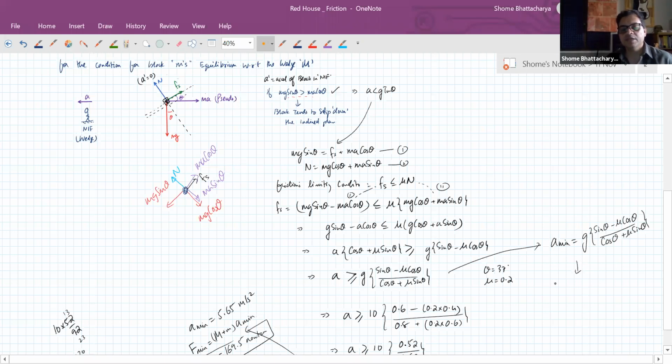You don't have to memorize it as a question, but from this, the minimum force is capital M plus small m into that minimum acceleration.